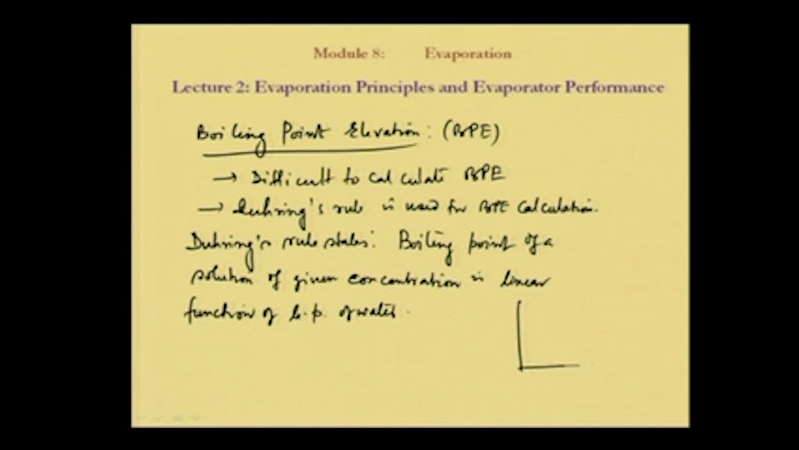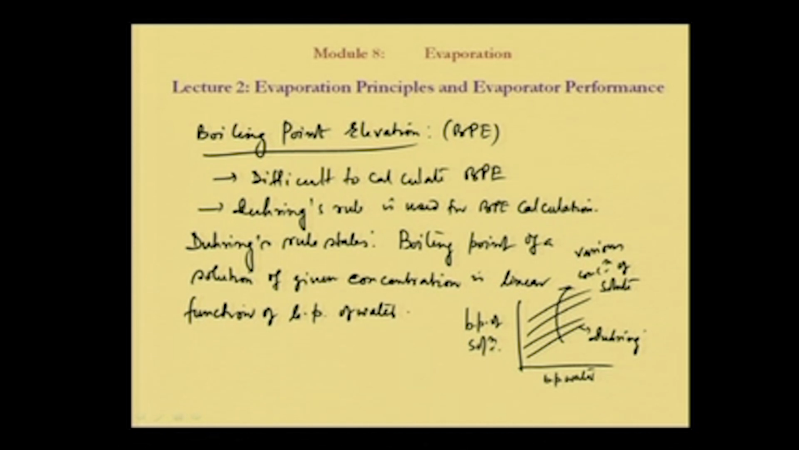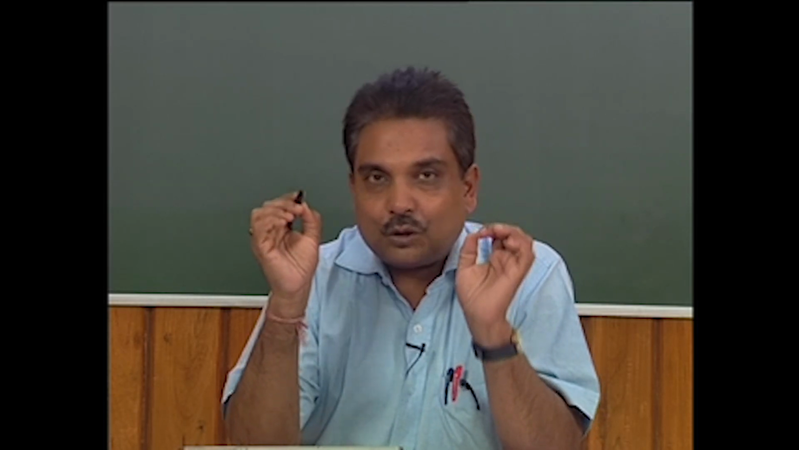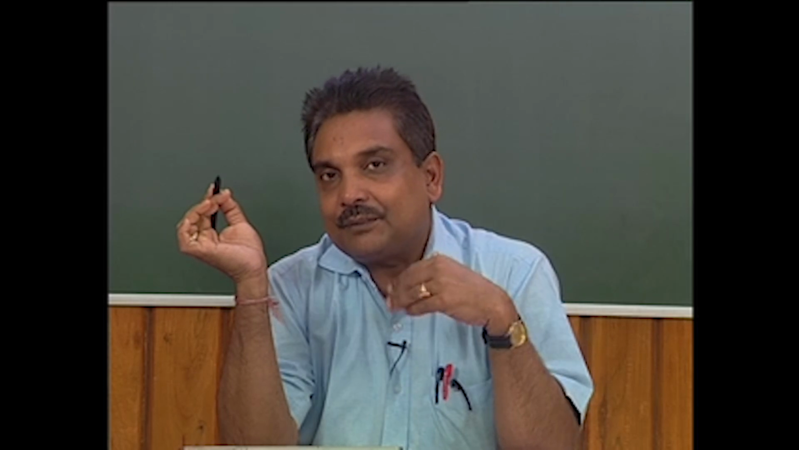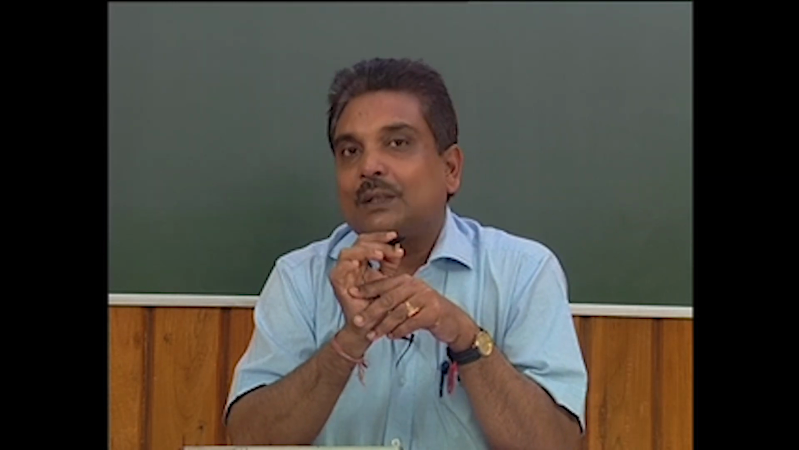That means, it is like this, that if this is the boiling point of water, and this is the boiling point of some solution, we can have different lines based on various concentrations of solute. We will have different lines, and these lines are called Duhring's lines. So, this is linear. It is a straight line. So, if we have a relationship for 2 points, then we can draw a straight line, and then we can go for interpolation or extrapolation of these lines and get information for various concentration terms. So, that is the importance of Duhring's rule.